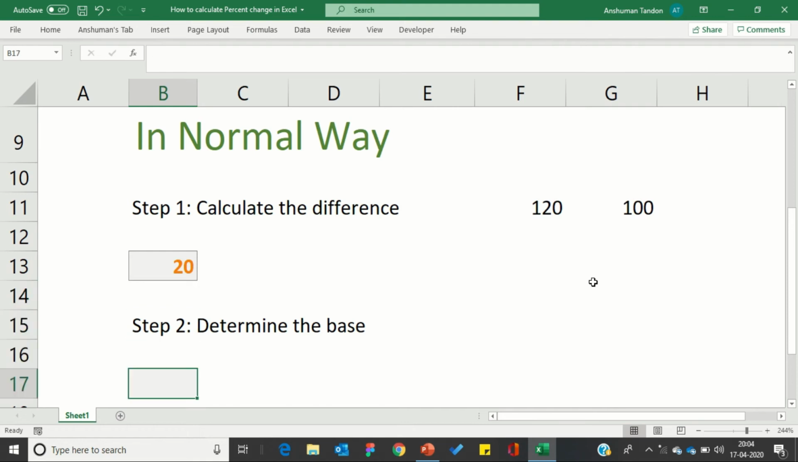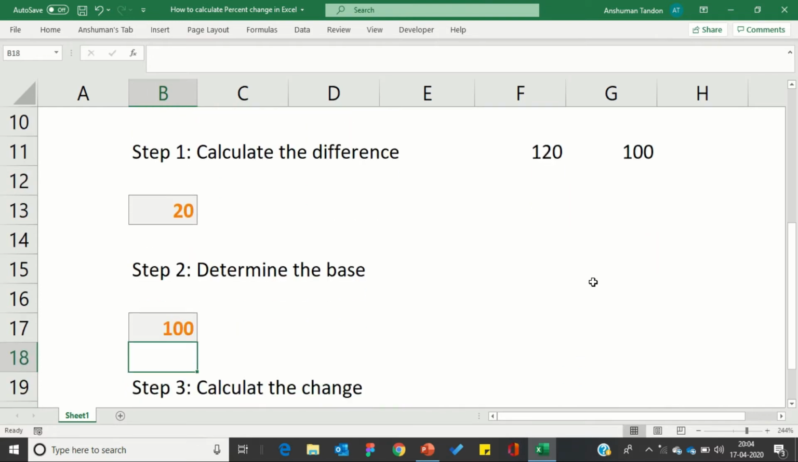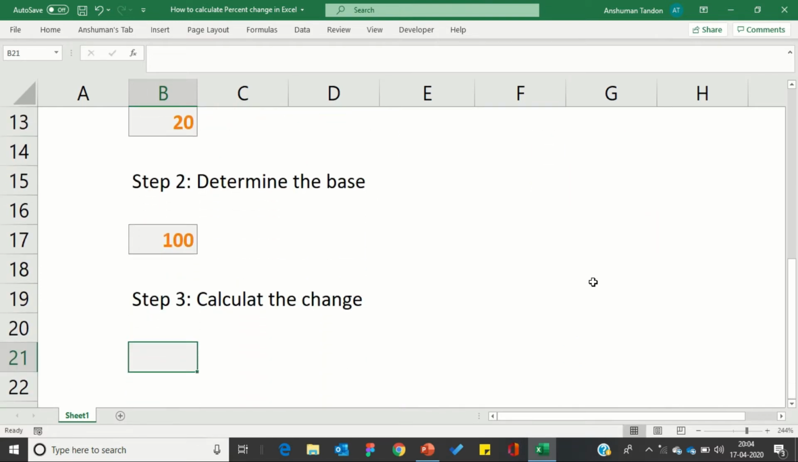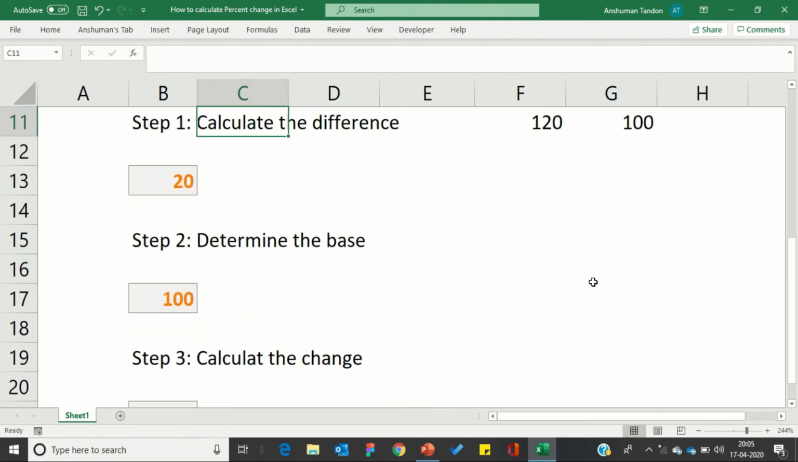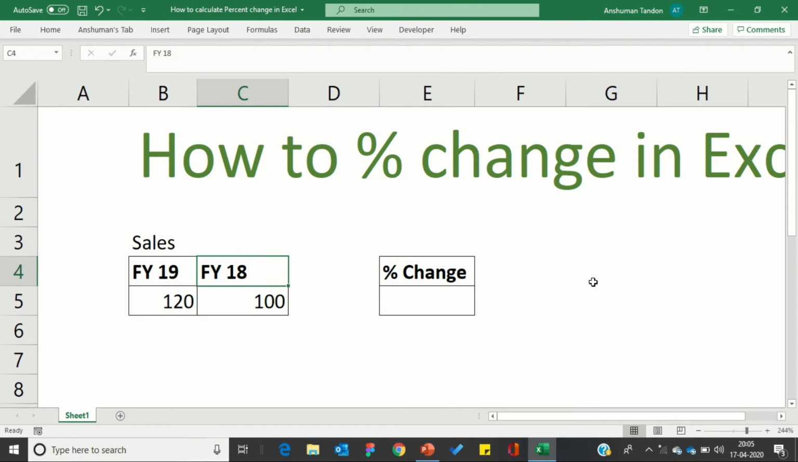The second thing is we determine the denominator value, that is the sales of the previous year. The next step is to calculate the change, which is the change divided by the sales of the previous year, that is 20%. But how we do these three steps in one cell is the basic idea of this video that we are going to understand in this example.